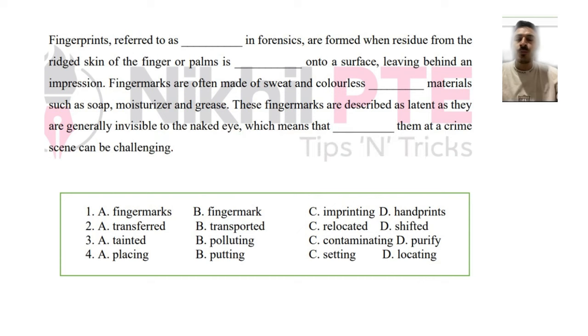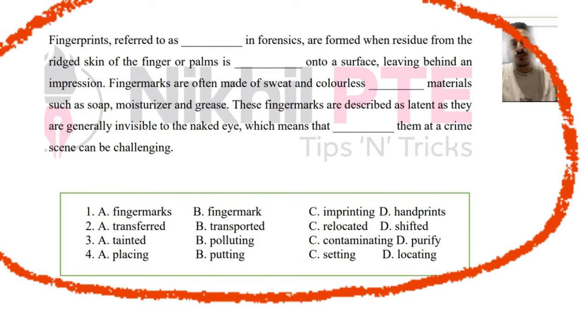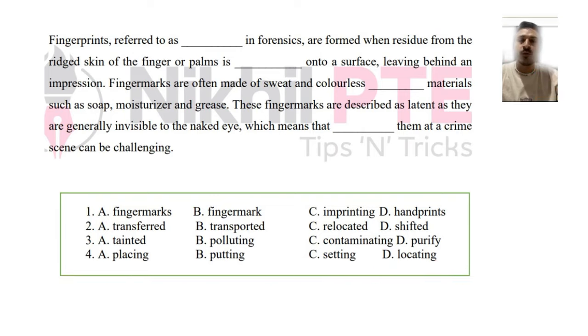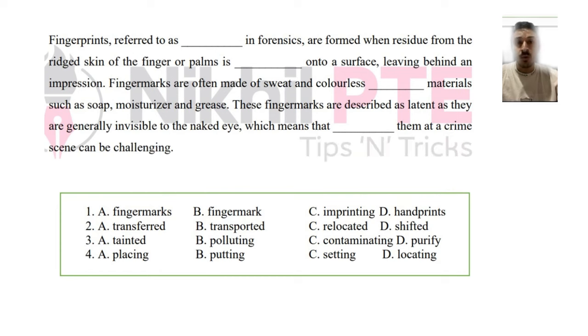So what you have to do? You have to read the full question first. Understand the situation. Remember one thing, you have to solve one reading and writing fill in the blanks within 2 to 2.5 minutes only. If you put more time into this question, maybe you will have very little time for other sections.